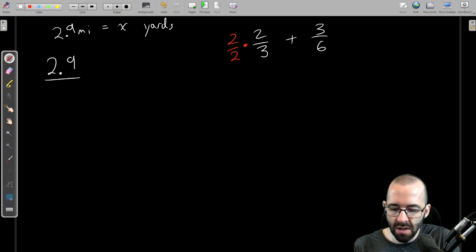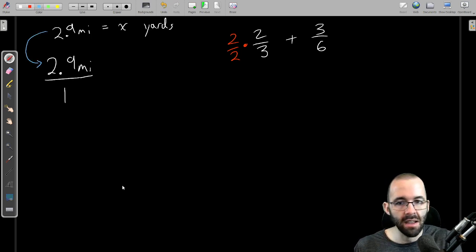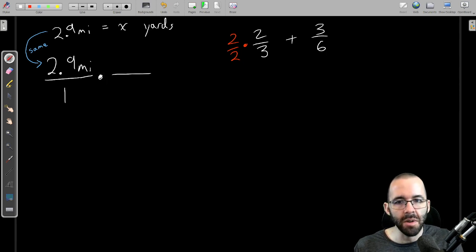If we have 2.9 miles, let's write this as a fraction. This is still 2.9 miles. Nothing has changed. This is still the same exact thing. Well, we need to multiply it by 1. But now we're going to do it a different way. What do we know about miles and yards? I don't know anything about miles and yards. You could find the conversion, or we could do two conversions.